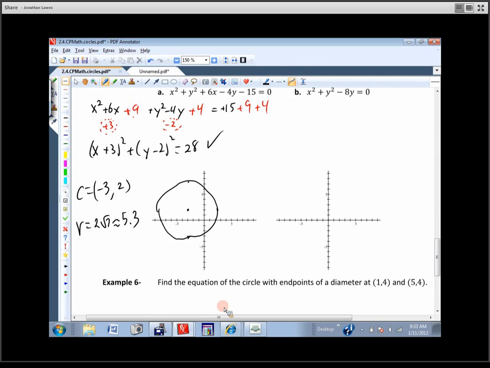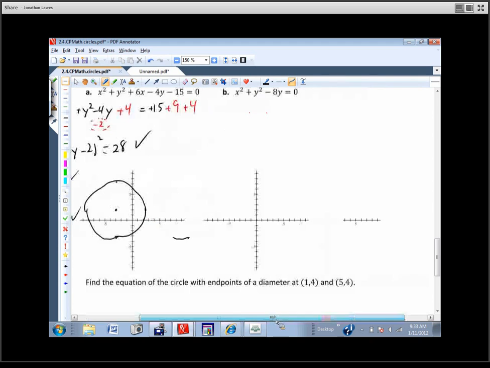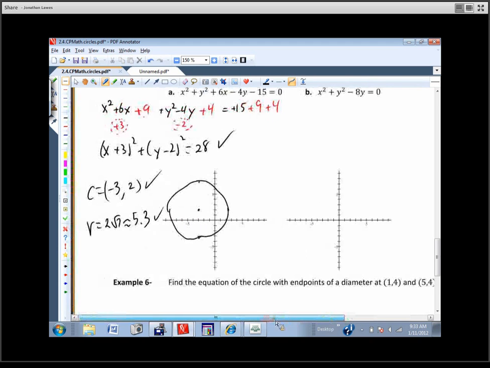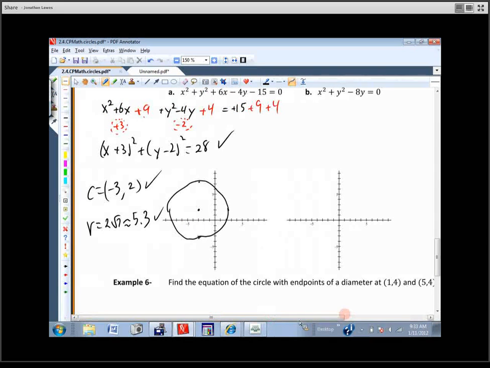Again, I've got the center and I've got the radius. Okay, any questions? We're good there? Can I slide this over? Okay, look at the next one.